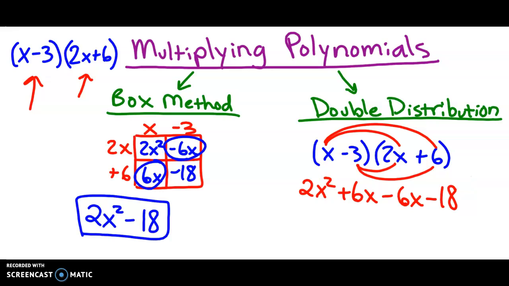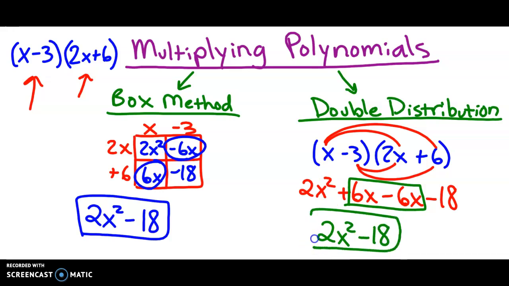And the last step, just like in the box method, is that you have to combine any terms that are alike. Now 6x minus 6x is 0, so there are no more x's. So all we have left is 2x squared minus 18. Notice how we got the same answer no matter which method we used. Okay? So use whichever method you like, and if you have any further questions, ask your teacher.